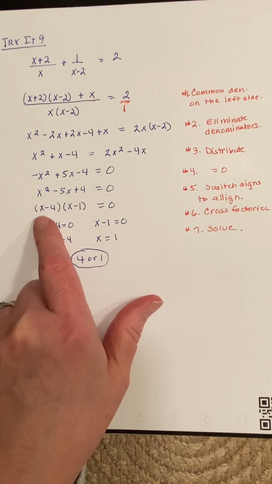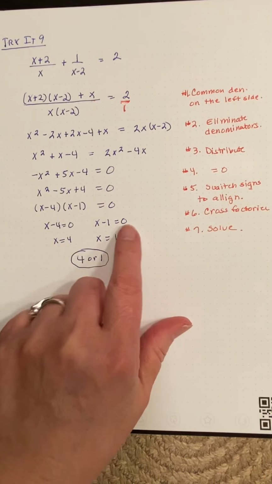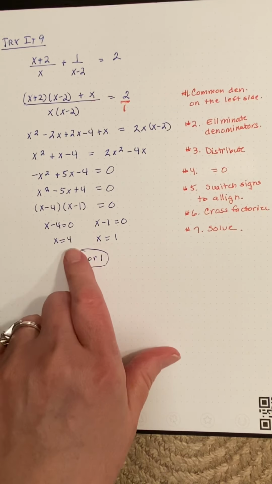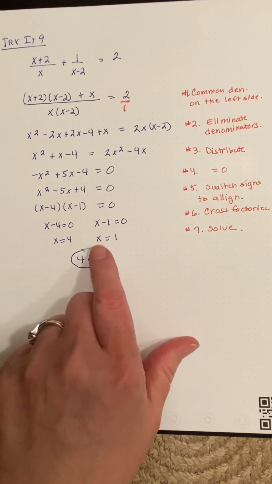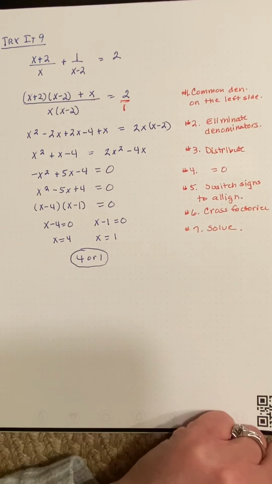And of course, each part of this is going to equal 0, so x minus 4 equals 0 is 4, x minus 1 equals 0 is 1. So my answer in this case is either 4 or 1.